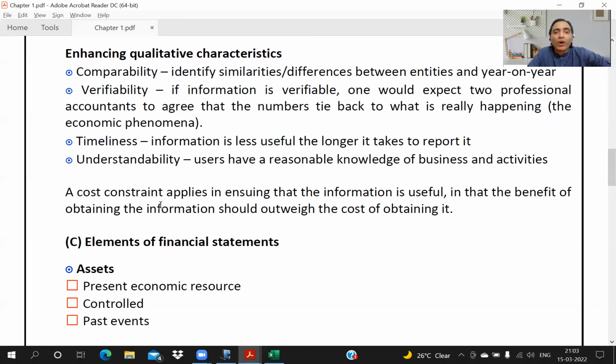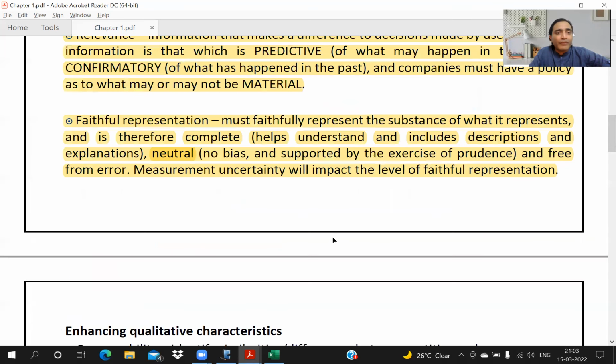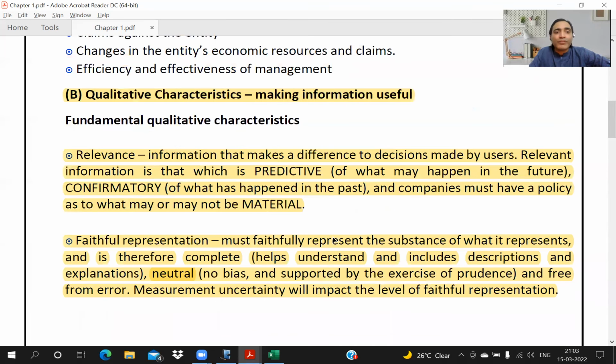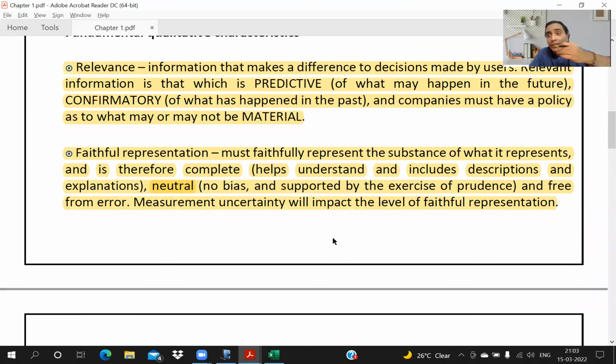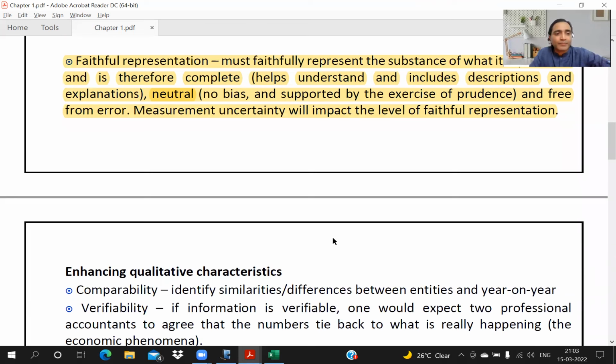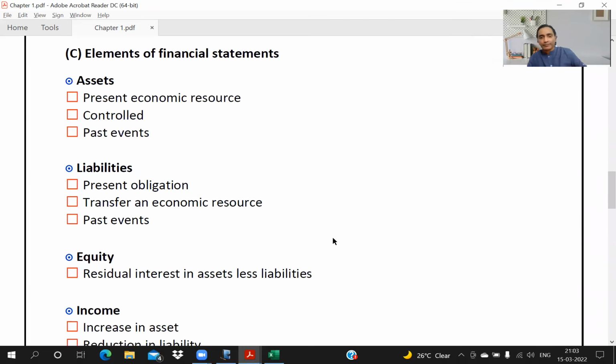So there should always be a cost constraint that needs to be applied, and you need to ensure as an accountant that benefits always outweigh the costs. Okay. Now, what you need to remember are these two fundamental qualitative characteristics, which you will be required to apply in the case studies. Now, the elements of financial statements.